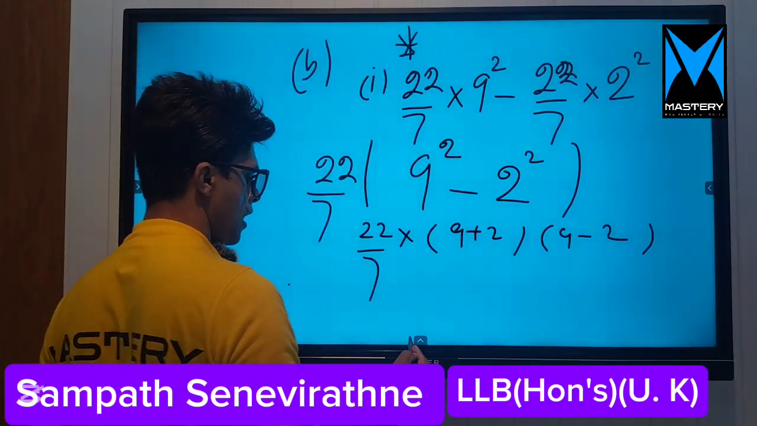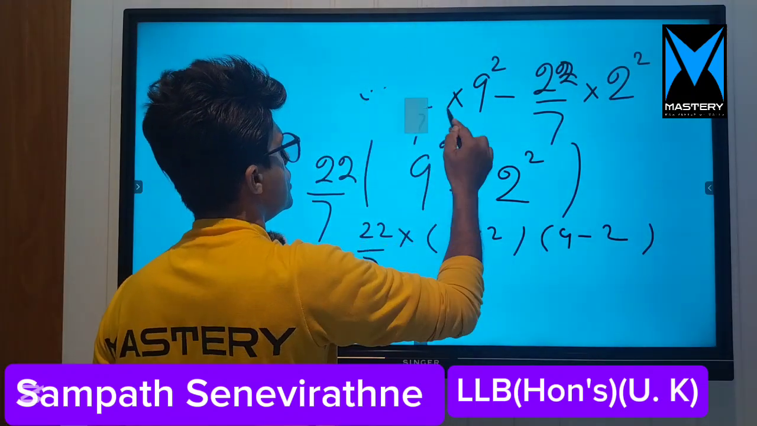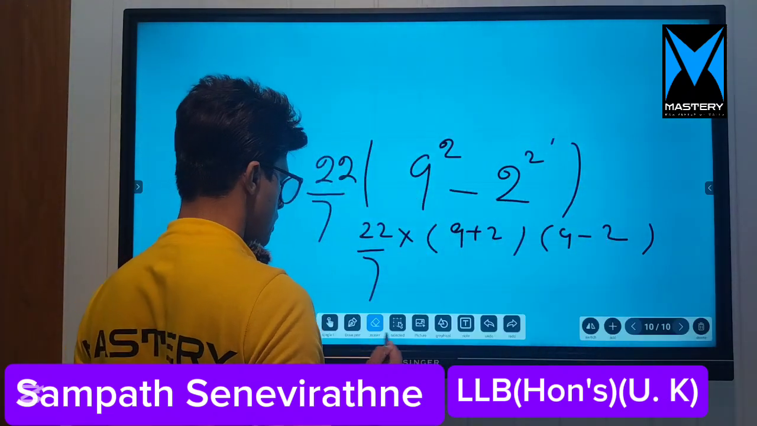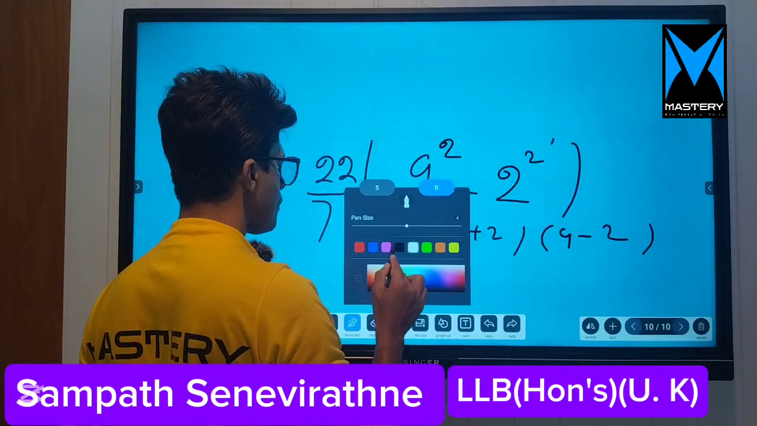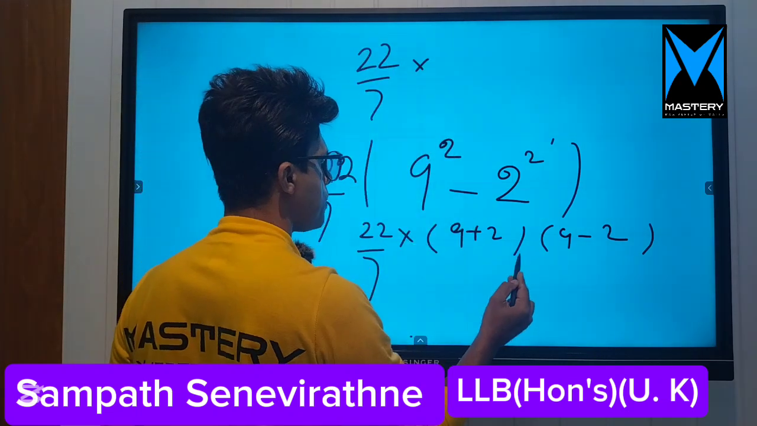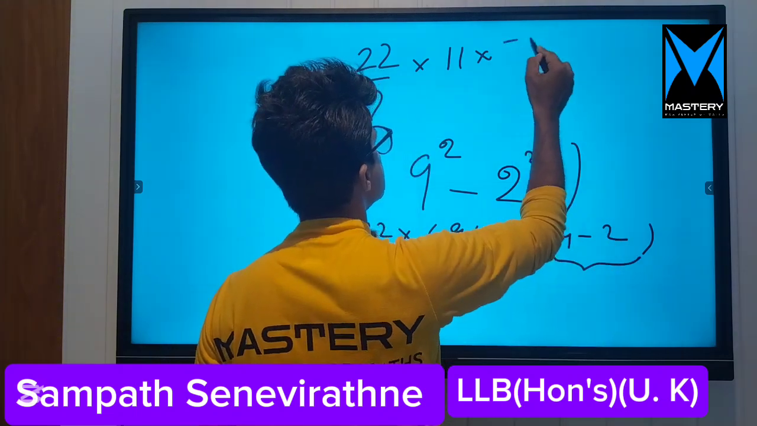After that, I'll remove this part. This space is not enough, so anyway, you could manage this. I know that you could pause the video and you could get an idea about this one. So 22 over 7, 9 plus 2 is 11 here. Then 9 minus 2 is 7 here.